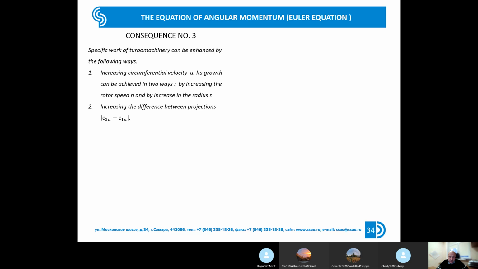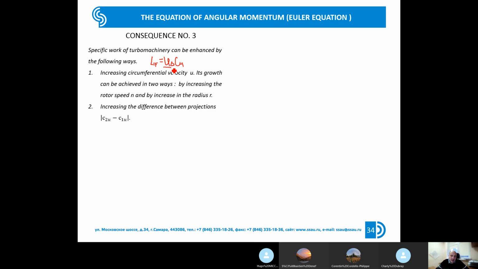Okay, let's go further. Of course, as usual, we want to increase specific work. Why? It's very simple. If you increase specific work, we are speaking about the specific work of one stage, of course. We are not speaking about the specific work of a multi-stage compressor. Of course, we want to increase the specific work of one stage. And how to increase it? If we look at the Euler equation, we find a few ways.